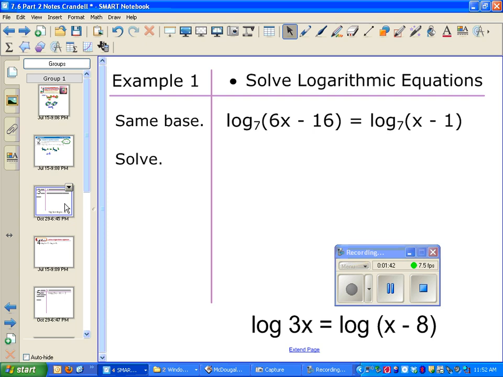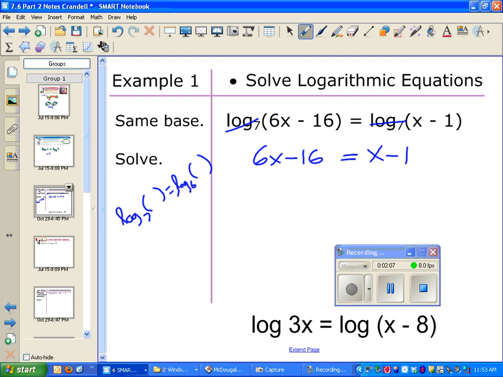All right, so write this one down. Since we have the same log base 7, these cancel each other out. And so then we get 6x minus 16 is equal to x minus 1. A good question here might be, what if the logs are not the same? So what if we had log base 7 of something equal log base 6 of something? In Algebra 2, that's not going to happen, so don't worry about it. But that is a good question to ask.